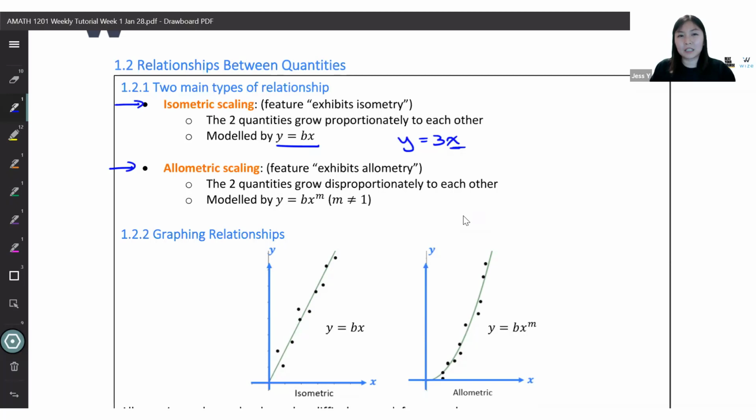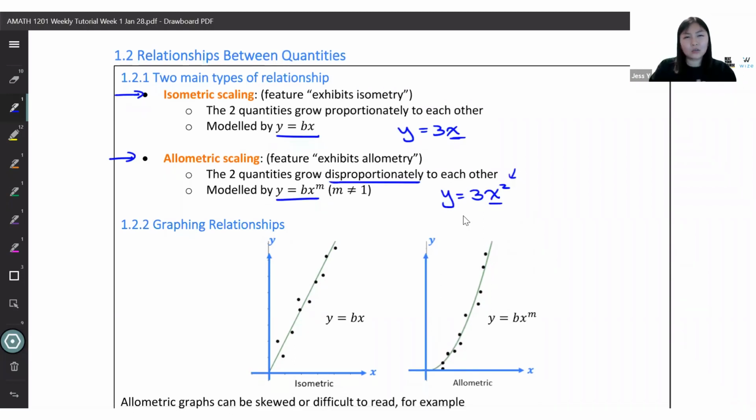Allometric scaling is a little bit different. The two quantities grow disproportionately to each other. For example, you will have y equals 3x squared. So in general, if it's allometric, it has the form y equals bx to the m, where m is not 1, because if m is 1, we're back at our straight line isometric scaling, right? So y equals 3x squared, for example, is allometric. Notice that if x doubles here, if I put a doubled number into x, y doesn't just double. Why? Because y depends on the square, right? So if x doubles, y actually quadruples, okay? So it doesn't grow proportionally.